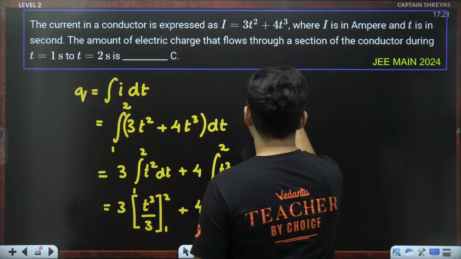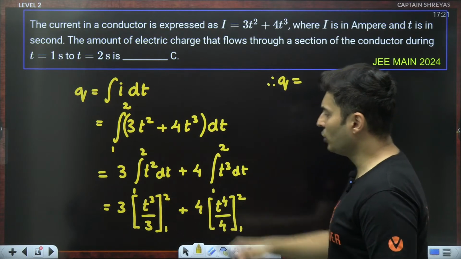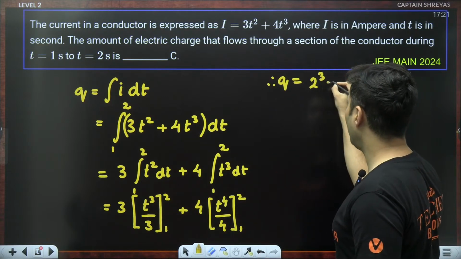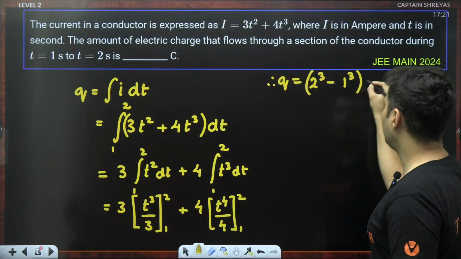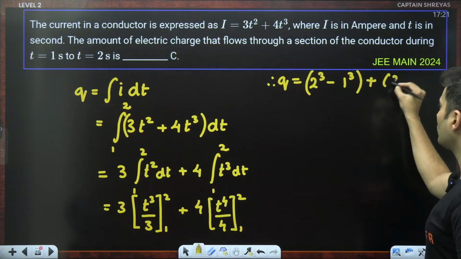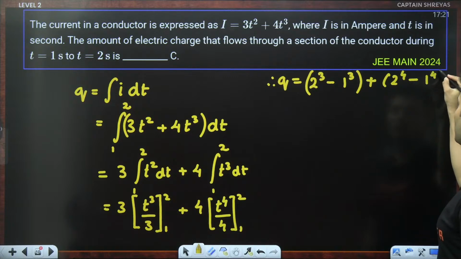So finally, what do I get? This 3 and this 3 cancel. t cube is there over here. So put 2 first: 2 cube minus, then put 1 over here, so minus 1 cube. That's the first term. Plus, this 4 and this 4 cancel. Put 2 first, so 2 raised to 4 over here, minus, then put 1 over here, so minus 1 raised to 4.